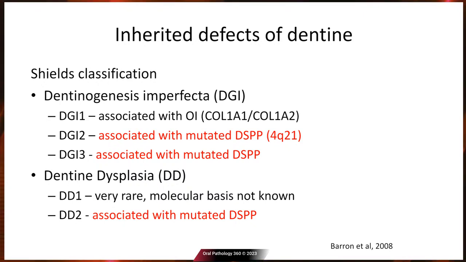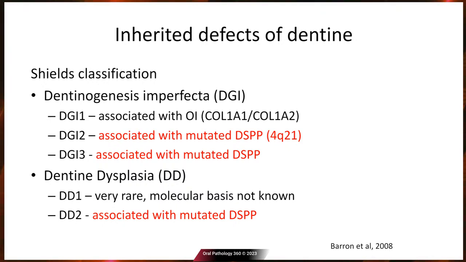And there were various subgroups of that: three subgroups of dentinogenesis imperfecta, as you can see here, and two of dentine dysplasia. Now, as time has gone on, and we have had sequencing technologies to look at the underlying genetic basis of this, the limitations of this classification have become apparent. We know that the background for those who have dentinogenesis imperfecta and a background of osteogenesis imperfecta is related to mutations in collagens A1 and A2, and that's still extant and still separate and stands.